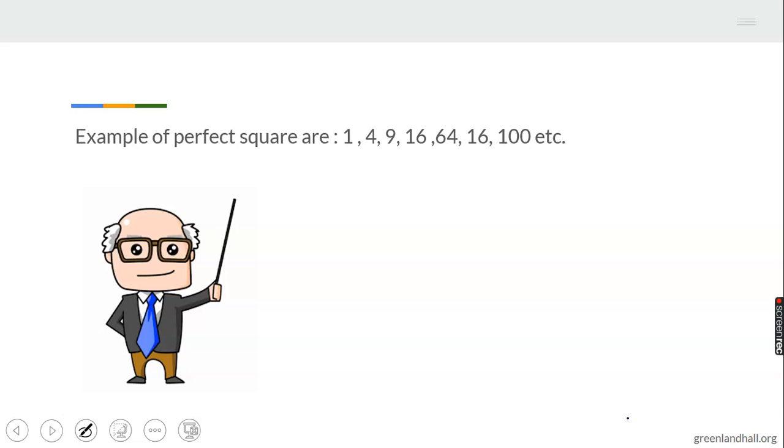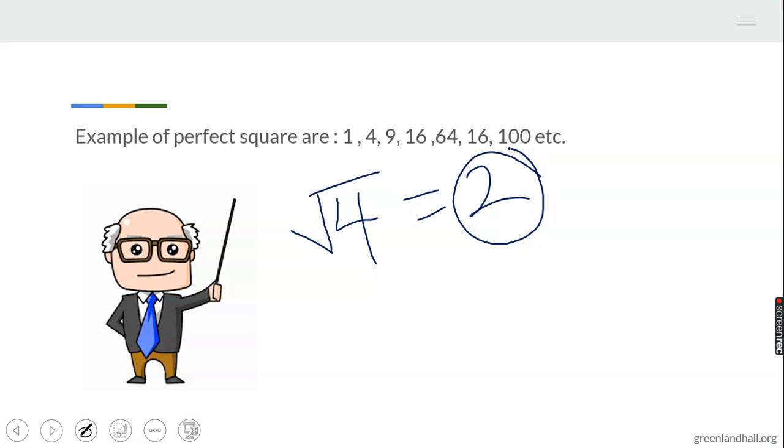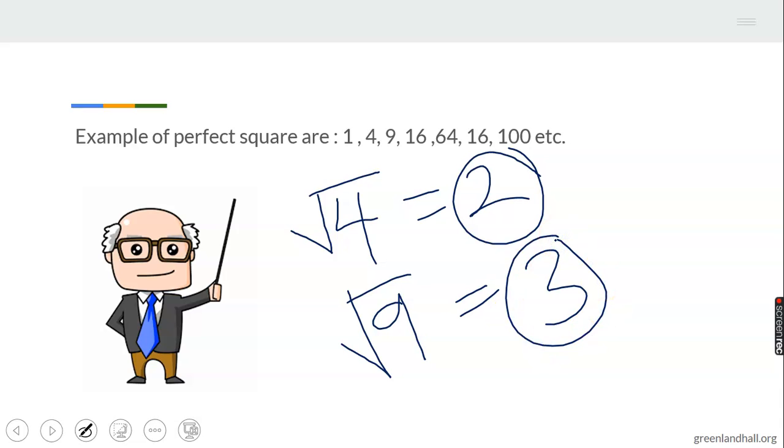Examples are, all these are perfect square because their square root is a whole number. Now, let's say this is 4, for example. Square root of 4 should be 2. This 2 here, it's a whole number. Consider this also 9. Square root of 9 is what? 3. 3 is a whole number. That's what we are saying.